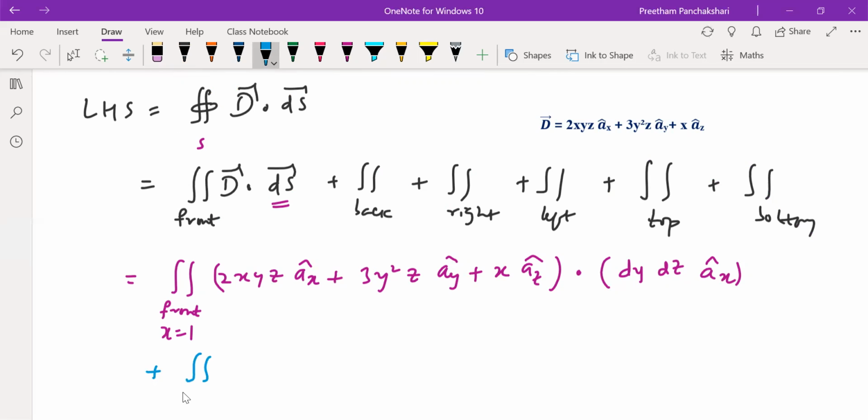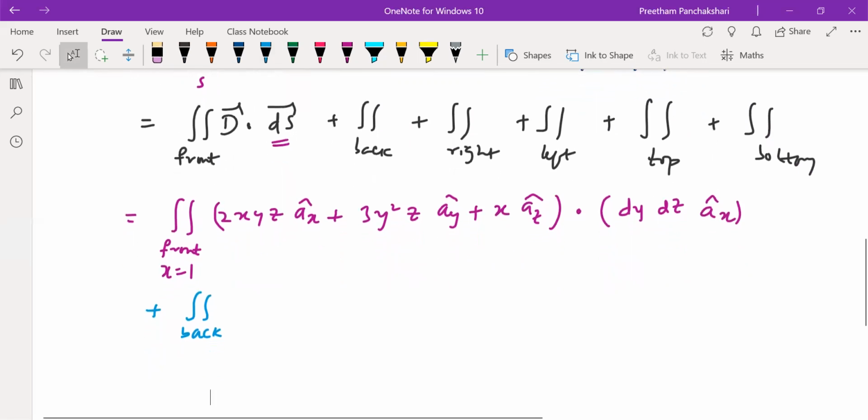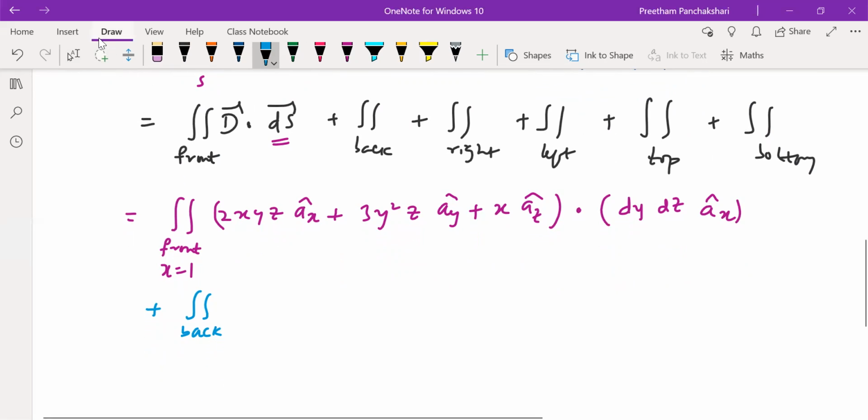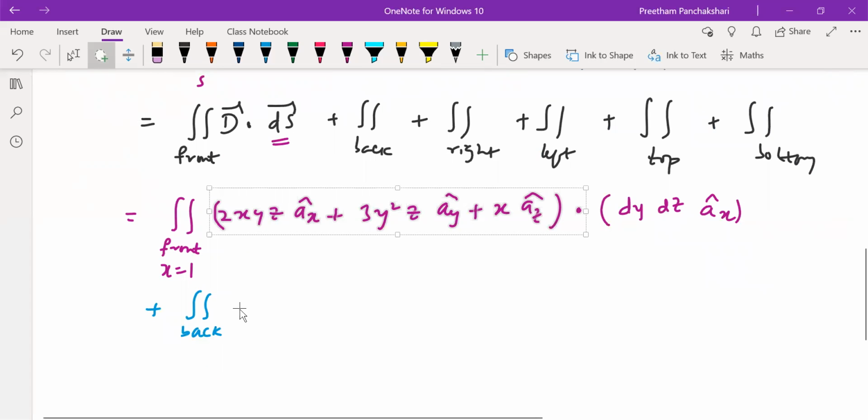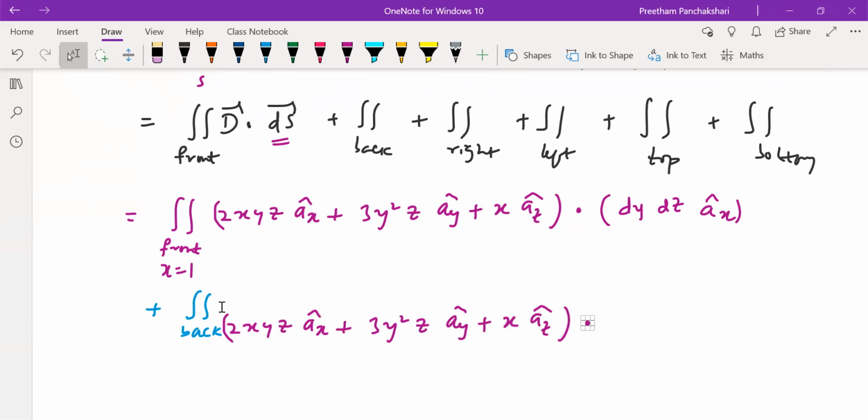Next, we shall write the equation for the second integral in the same way, backwards. This vector will be same. You can copy. Only thing is the equation changes here. Back face is also same as front face. Only thing is the direction is minus a cap x.